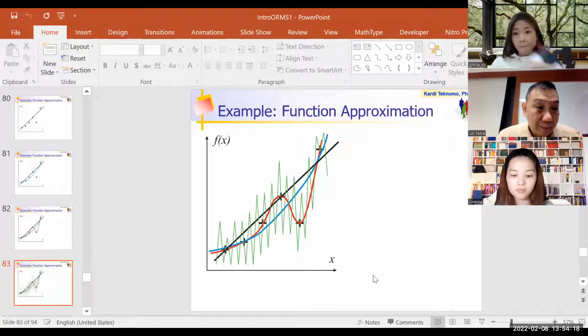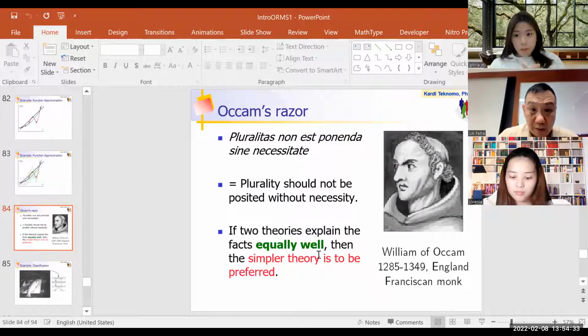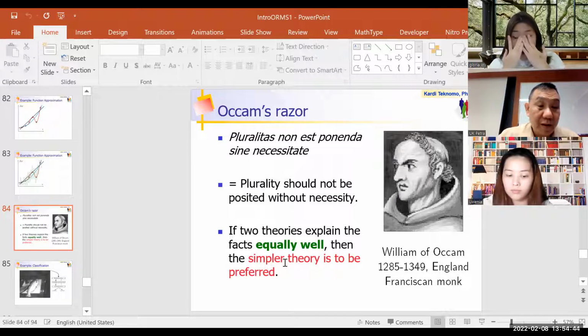We don't like that. Because our goal in modeling is actually to predict, to control, not just to get the model. Okay. Yeah, this is the Occam's razor. So if you have two theories that explain the fact equally well, then the simpler theory will be preferred. So in that case, the blue one is best.